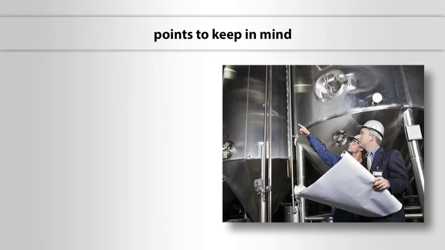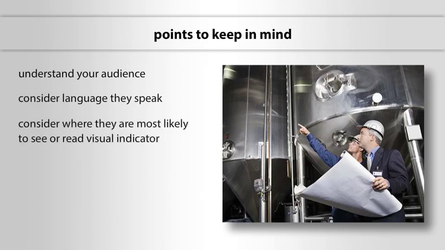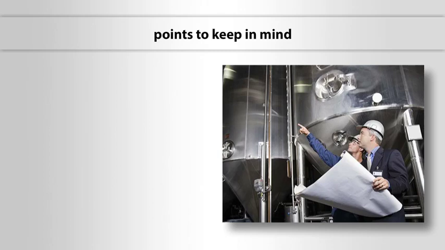There are a few points to keep in mind when you use lines, labels, and signboards to set things in order. First, always understand your audience. Consider the language they speak. Consider where they are most likely to see or read the visual indicator. Next, remember to keep things simple. If something can't be understood easily, it's not likely to be adhered to.